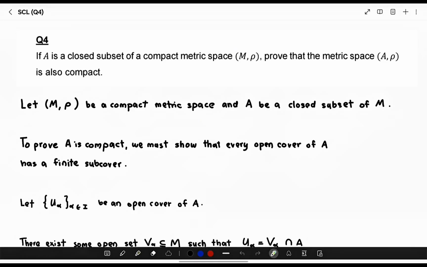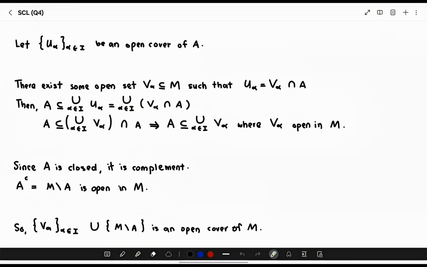In this video, I will explain question number 4, which is: if A is a closed subset of a compact metric space (M, rho), prove that the metric space (A, rho) is also compact. So, we are given that M is a compact metric space and A is a closed subset of M. To prove A is compact, we must show that every open cover of A has a finite subcover. So, let the collection of open sets U_alpha, indexed by alpha in I, be an open cover of A. I can be any set. This means that all U_alpha are open in A and their union covers A.